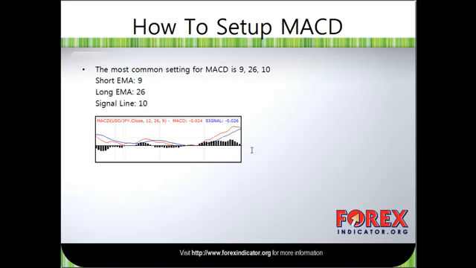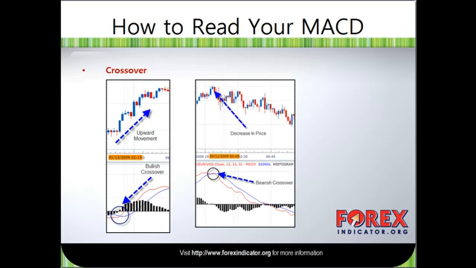Okay, done with this setting up of MACD, we learn how to actually make use of it in our trading, how to read the MACD indicator. Okay, so the first thing that I like to use MACD for is the crossover function. As you can see from the picture here, this is known as a bullish crossover. What do I mean by that? You see the red line, which is the MACD line, crossing over the signal line. You're getting a bullish crossover signal.